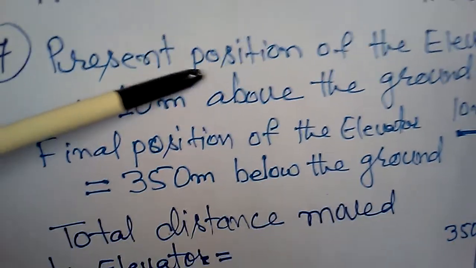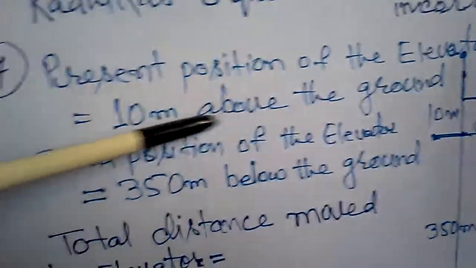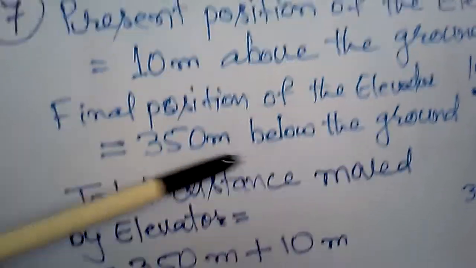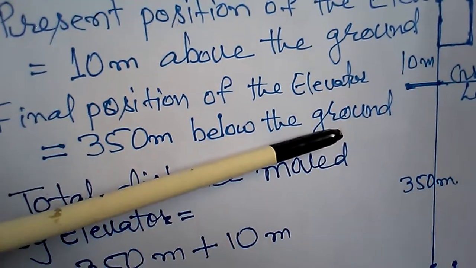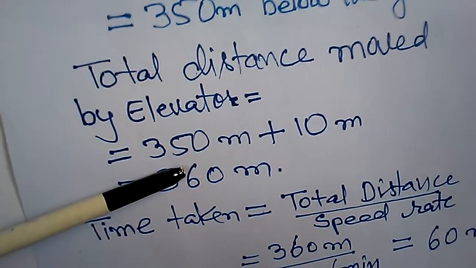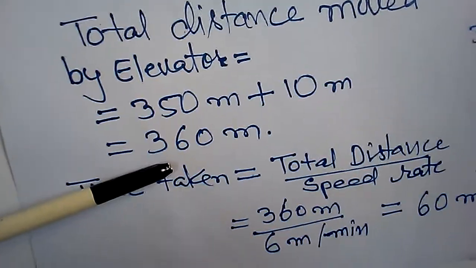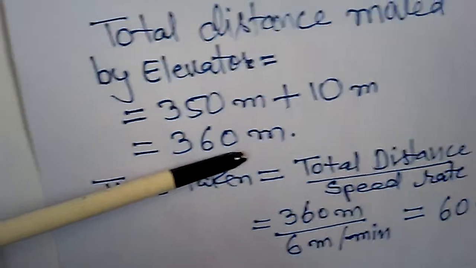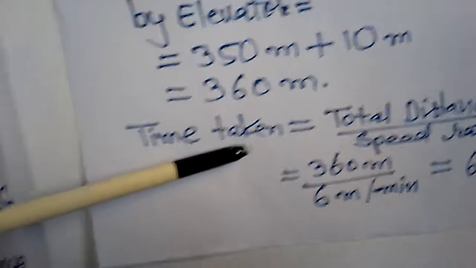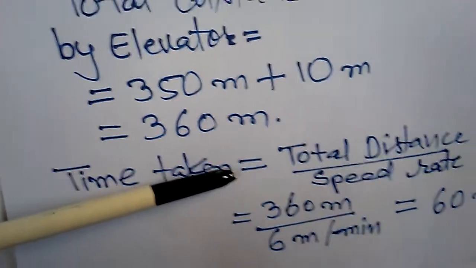Now see here, present position of the elevator is equal to 10 meter above the ground level. This is present position, and final position of the elevator is 350 meter below the ground. Total distance moved by the elevator is equal to 350 meter plus 10 meter is equal to 360 meter. Now it is given to find out the time taken. It is given that it is moving 6 meter per minute.